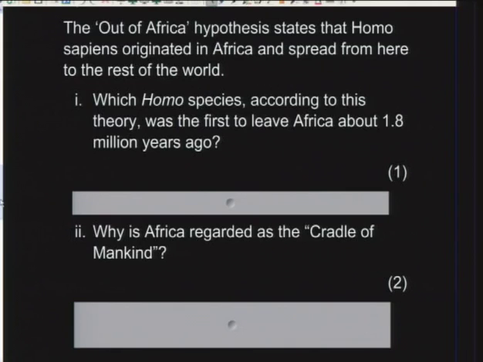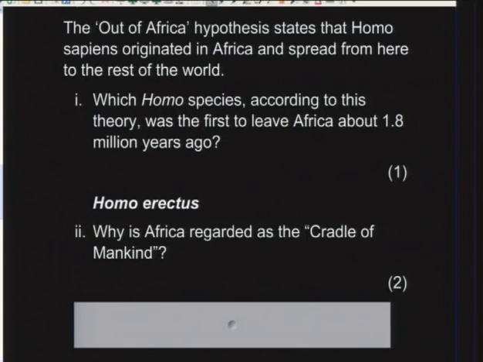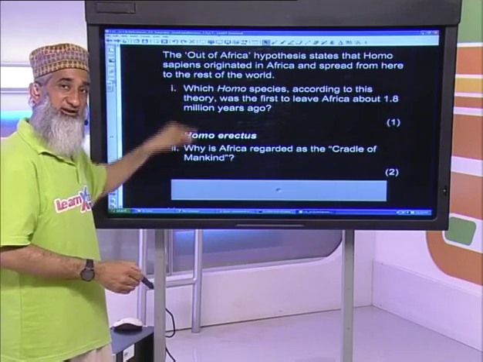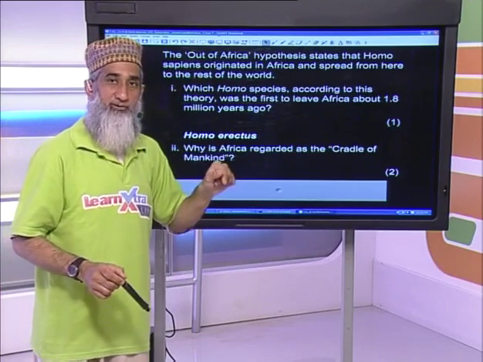Which Homo species, according to this theory, the out of Africa hypothesis, was the first to leave Africa about 1.8 million years ago? And that is Homo erectus. And that is how Homo erectus ties up to the out of Africa hypothesis.